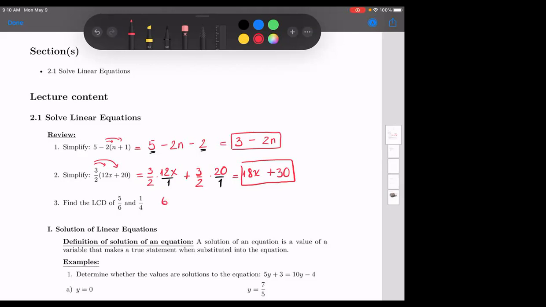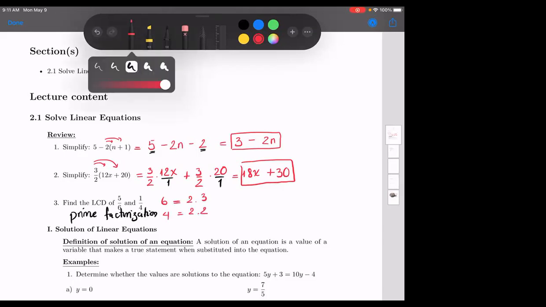So 6, you use prime factorization, right? Remember prime factorization? Well, when you hear prime, it means you're going to break down that number 6 into something that you cannot break down anymore. So 6 is equal to 2 times 3, right? And then 4 is equal to 2 times 2. And then you pick the ones that have the same match column, right?